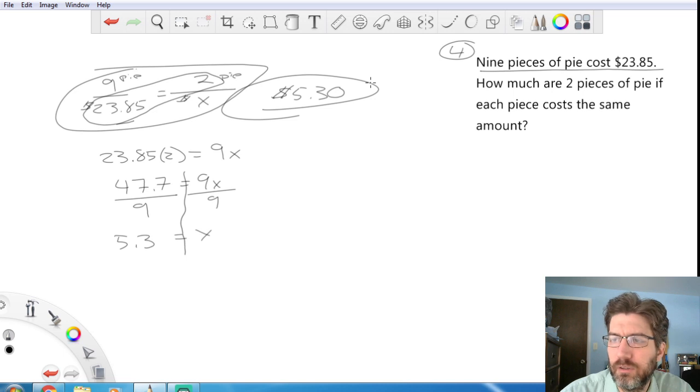Let's see. Is 9x money or pie? It's actually money times pie. It's both. You're multiplying 2 different quantities together. Because this is pie, and this is money, so money times pie. I know that's a weird unit to think about, but that's what it is.